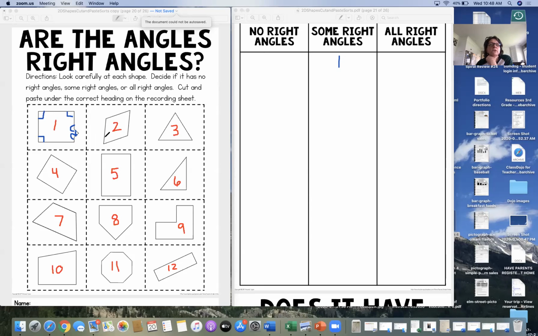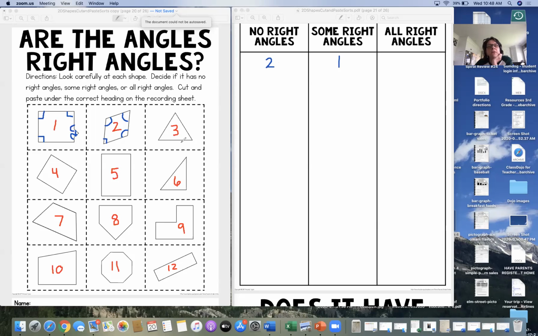Let's go on to number 2. I'm going to try to draw a square corner in here, but that is not a square corner. As a matter of fact, none of these are square corners. So I'm going to just show the angles like this with the curved lines. And so we would put number 2 in no right angles because there are no square corners there. Give you a minute to tape that.